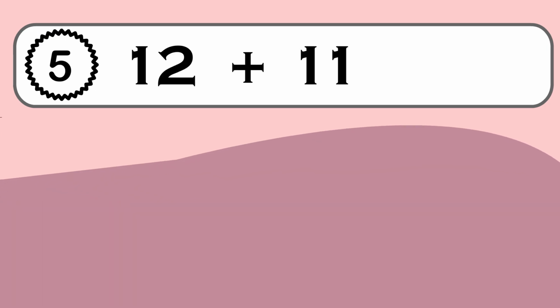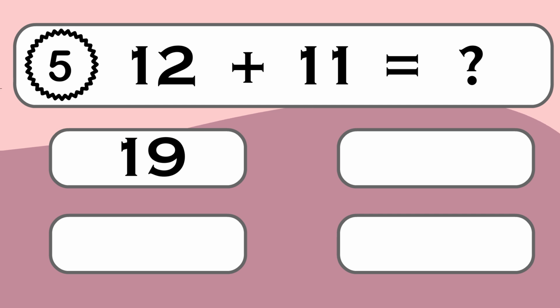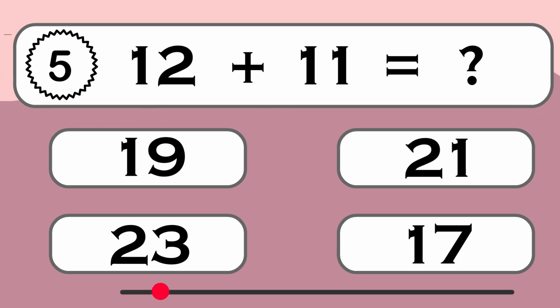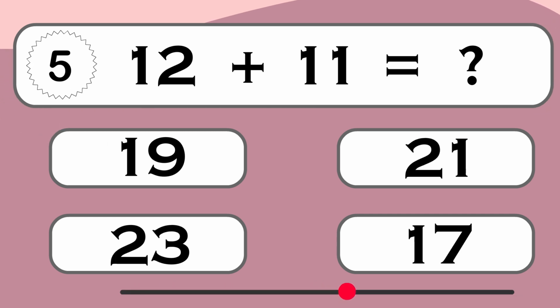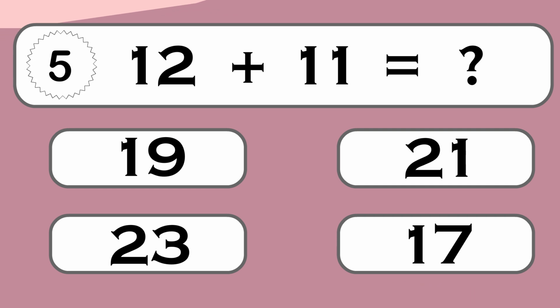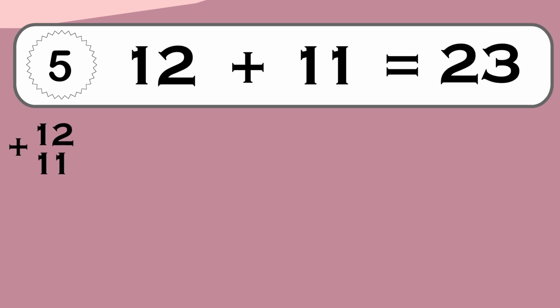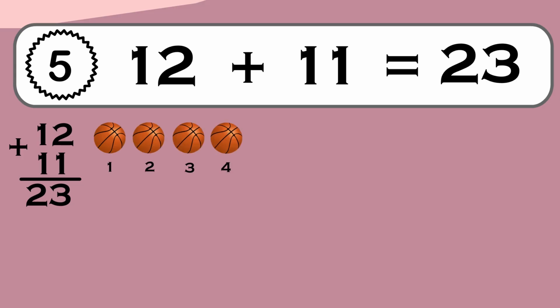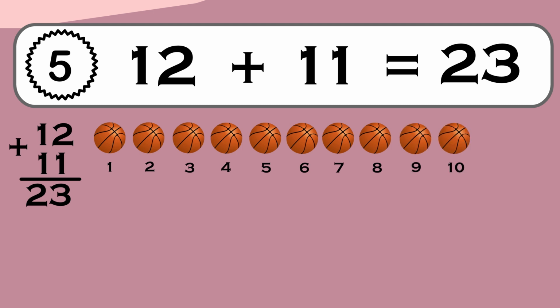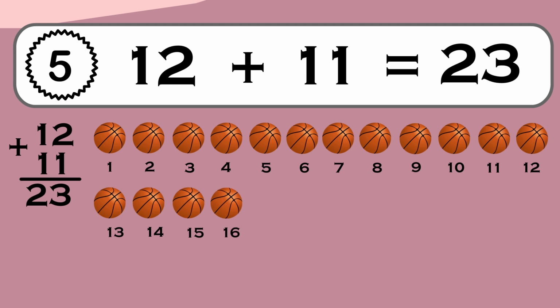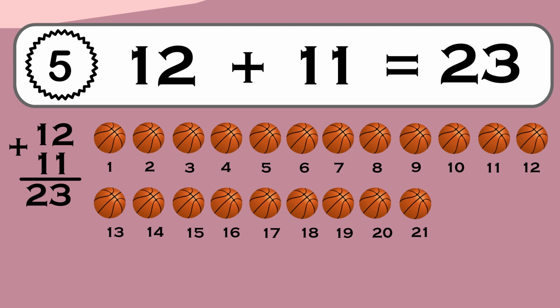12 plus 11 is equal what? Twelve plus 11 is equal 23. Let's count it. 1, 2, 3, 4, 5, 6, 7, 8, 9, 10, 11, 12, 13, 14, 15, 16, 17, 18, 19, 20, 21, 22, 23.